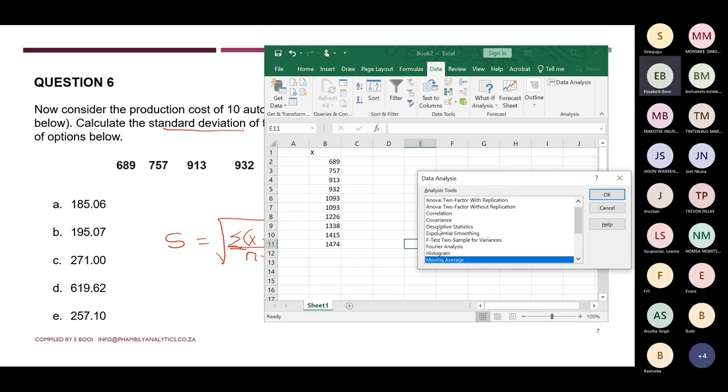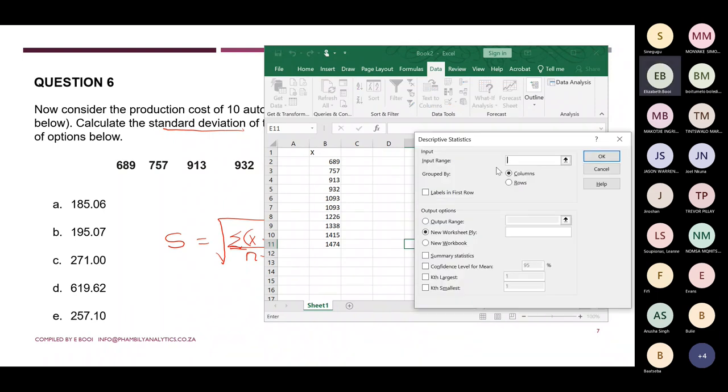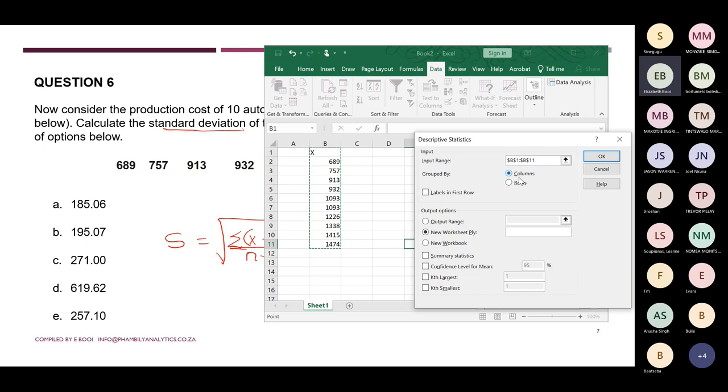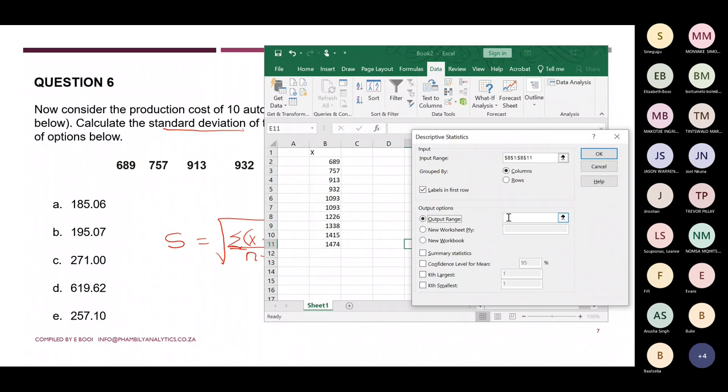And I'll go to Descriptive Statistics, click OK, and I must input my data. I'm going to use X, and I'm going to say my data is in a column. If I had put that in a row, like if it was in row 2, I would select row 1. I will also say there is a label in my first row, because X is my label, and I want to output the data on the same screen. So I'll click on Output Range, click in the white area, and click on cell D2, and I'm going to only look at the Summary Statistics and apply OK.